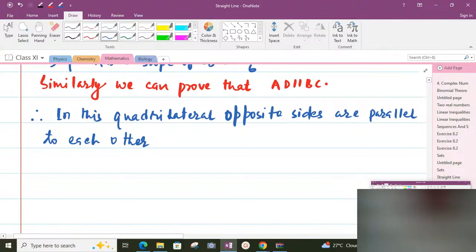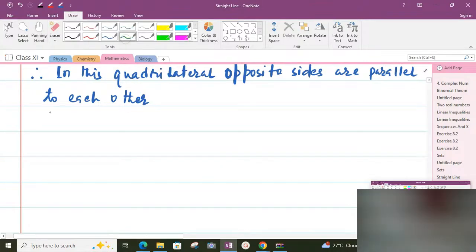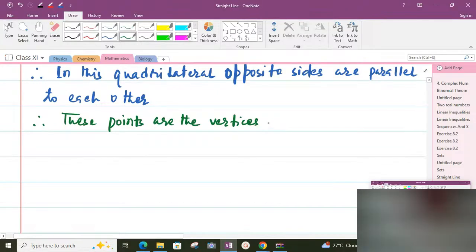Of that there is no problem to understand up to this step. Therefore, these points are the vertices of a parallelogram. Proved. Hope there is no problem to understand the solution of question number 8. Let's see question number 9.